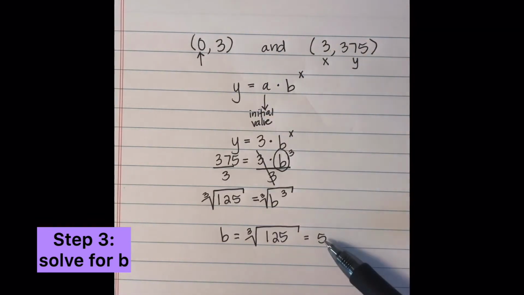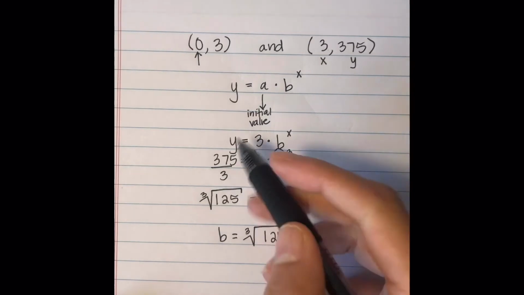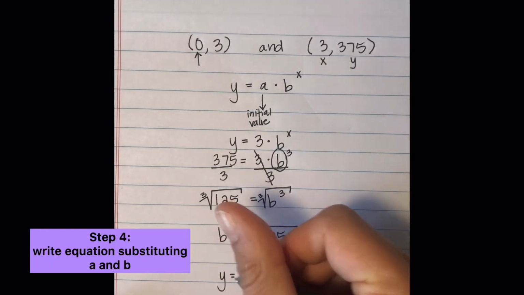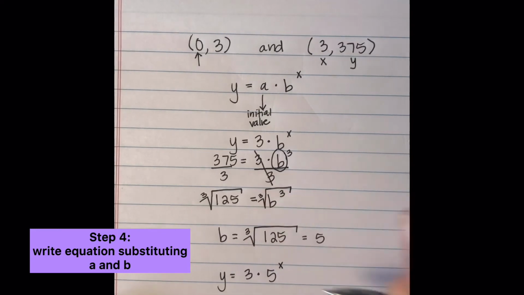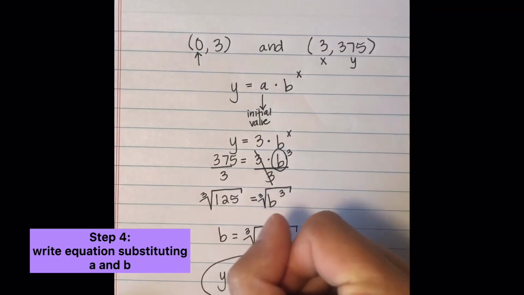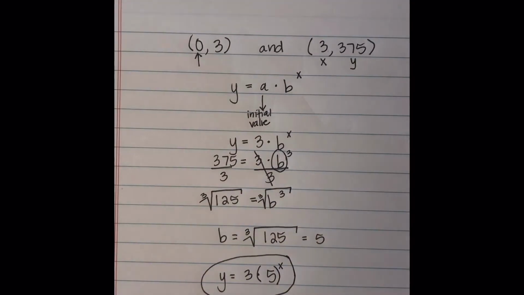So after all this work, nothing was really too hard. We need to write the equation. So y equals a. We found that our a was 3 times b to the x. And this is our answer. Sometimes you'll see it with the b in parentheses.